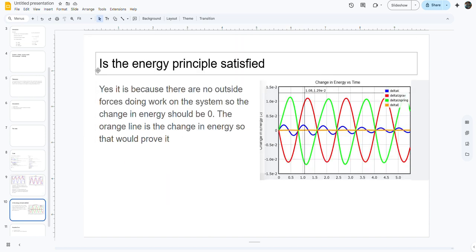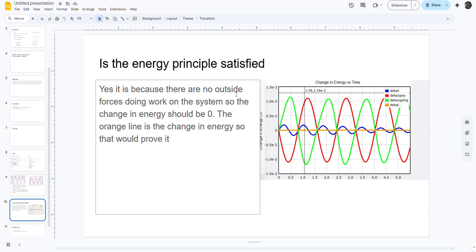For the question, is the energy principle satisfied? Yes, it is, because as you can see here on this graph, that orange line is the change in energy. There are no outside forces doing work on the system, so change in energy should be zero, and the orange line is constantly at zero.